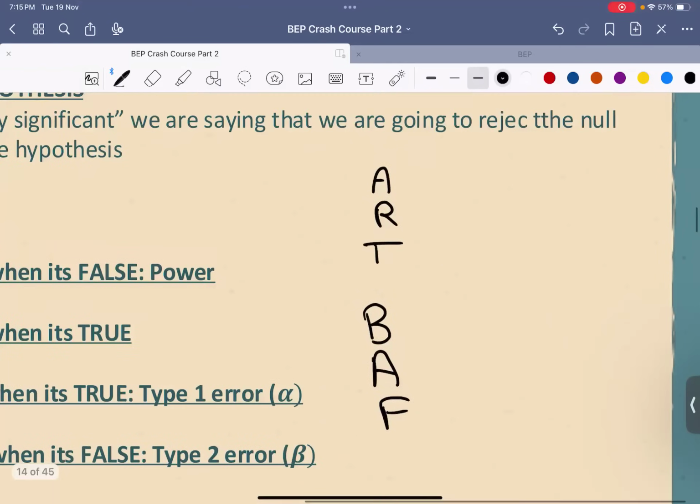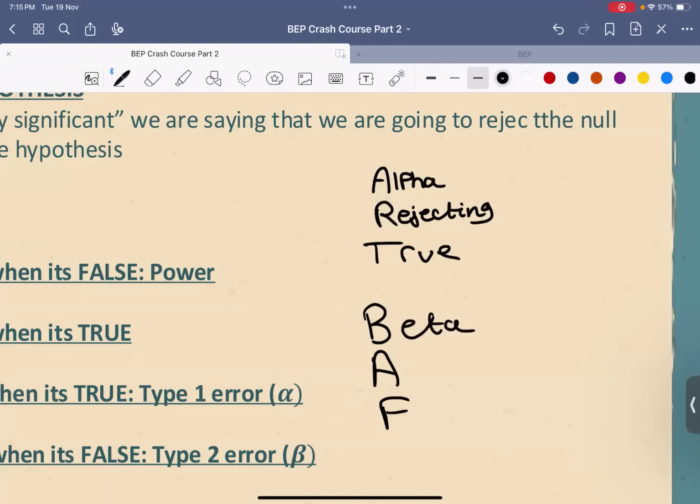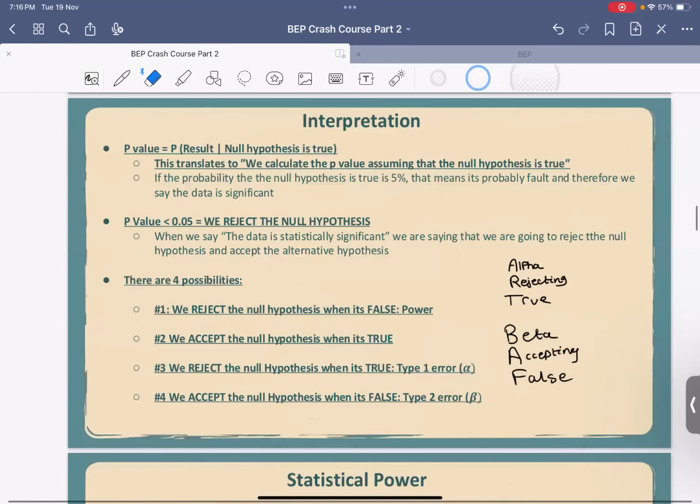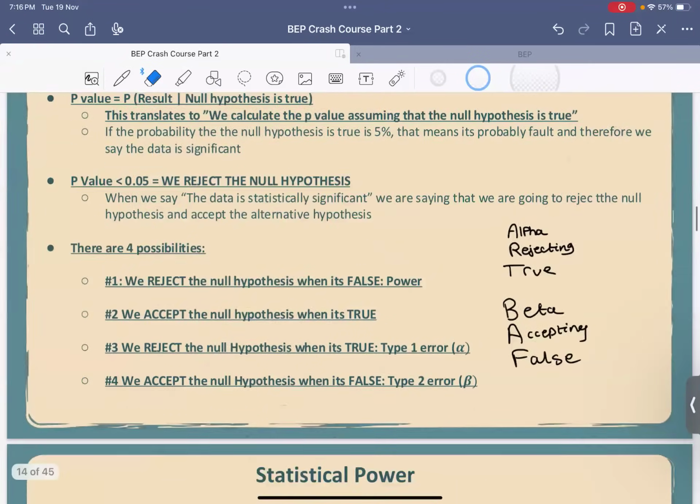So just remember it. Alpha is rejecting the null hypothesis when it's true. I'm always talking in terms of null hypothesis. Beta is accepting the null hypothesis when it's false. So whenever you encounter a question that asks what alpha means or what beta means, use this mnemonic. It's very good. Art, bath. So that's it for this slide. I hope you understood it.